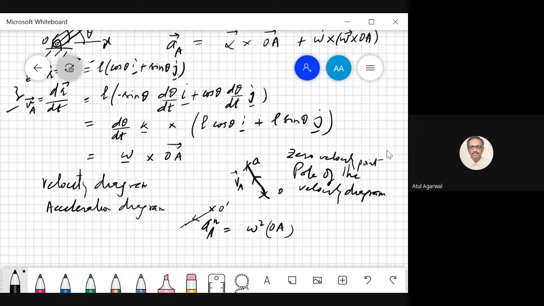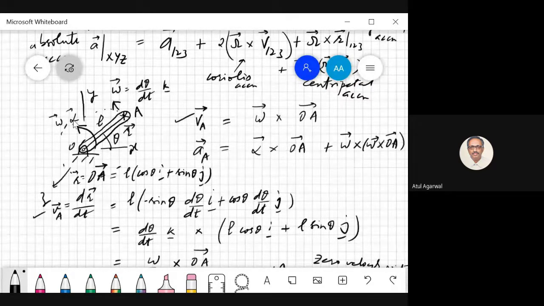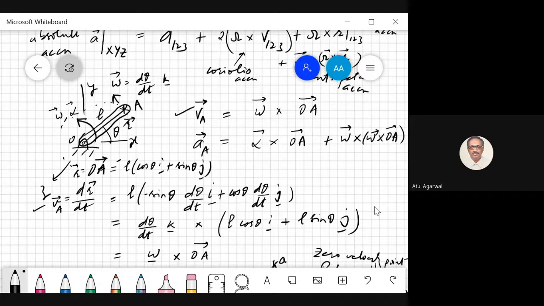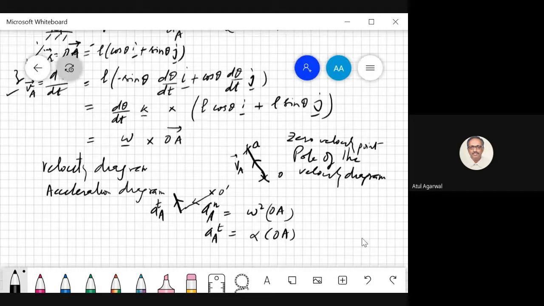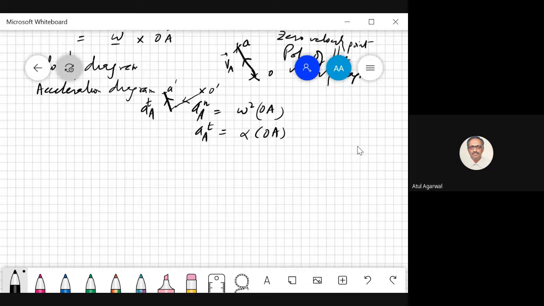Then there is a tangential term that has to be perpendicular to this. You call it acceleration of A tangential. The acceleration of A tangential is alpha OA. And direction is shown like this because my alpha is positive counterclockwise. So tangential acceleration will be in this direction. Any problem? This point I call A. No, sir. Clear. So I have drawn velocity and acceleration diagram for this rotating bar. Now we can do one more problem.